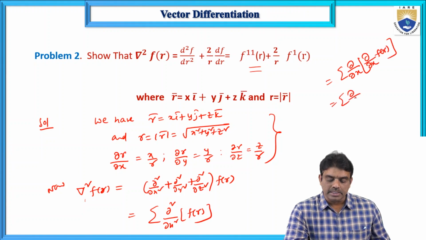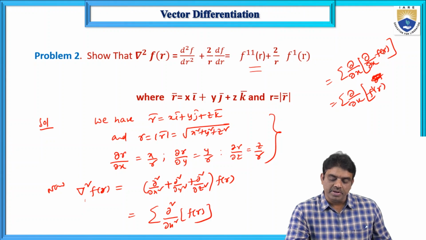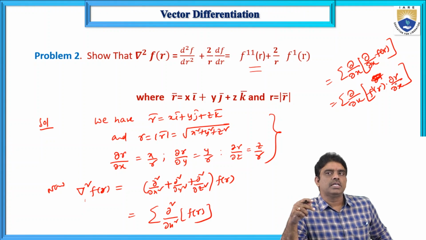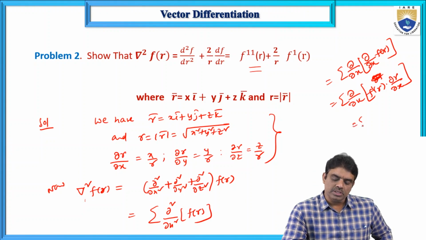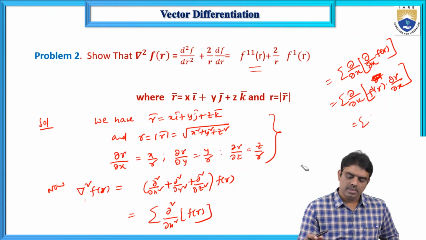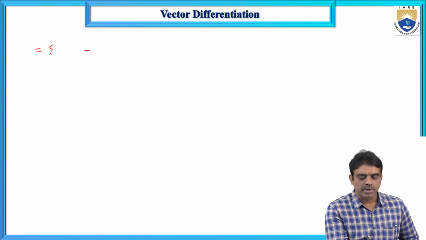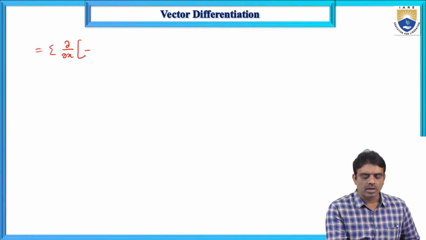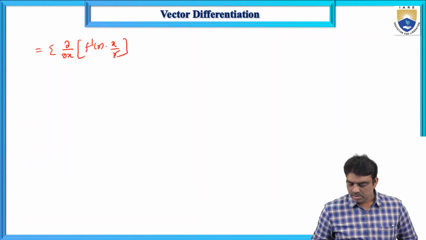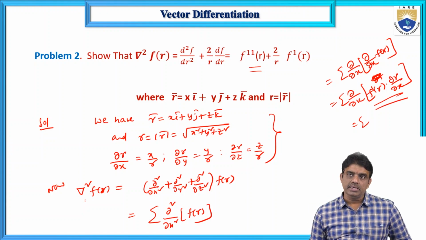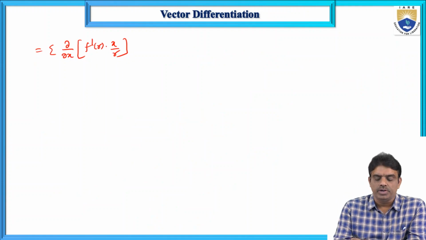So in differentiating partially with respect to x, dou f of r by dou x, that means what? F of r derivative, f dash of r, this into dou r by dou x, because we are differentiating partially with respect to x. So summation, I'll go in the next page, summation dou by dou x of f dash of r into x by r. F dash of r into dou r by dou x. Dou r by dou x is replaced by x by r. Dou by dou x of f dash of r into x by r.